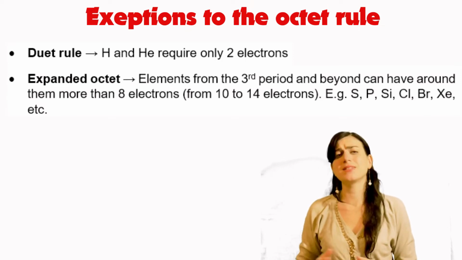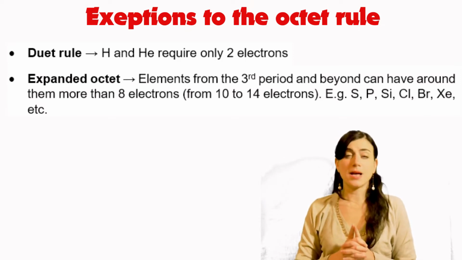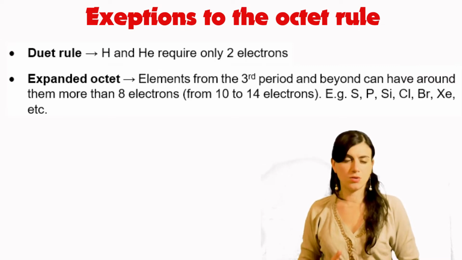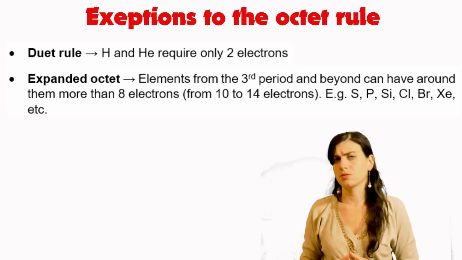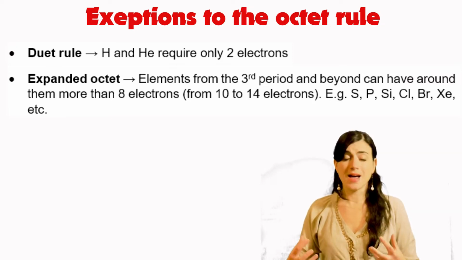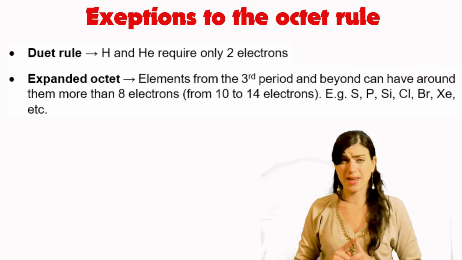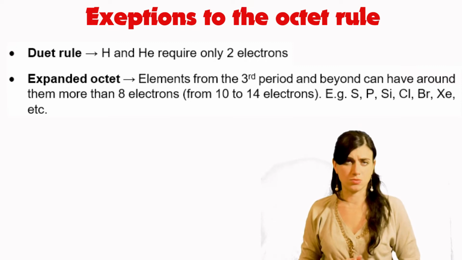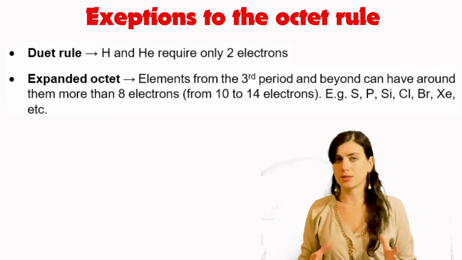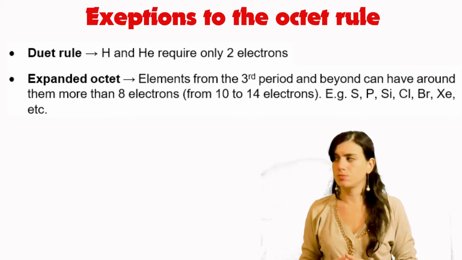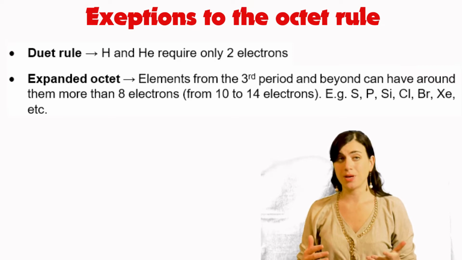What does it mean? It means that there are some elements, such as the elements from the third period and beyond, such as sulfur, silicon, but also chlorine, bromine, or even phosphorus, which can react and have around them not just 8 electrons, but 10 electrons, or even 12 electrons. That's the reason why it's called expanded octet. This happens because these elements also have orbitals they can use for making more bonds.